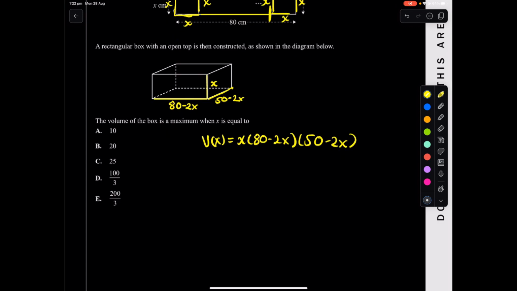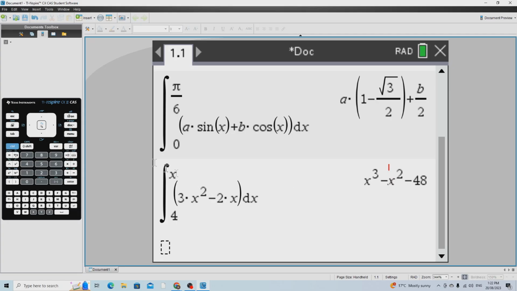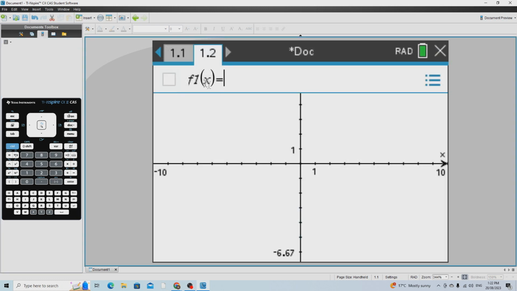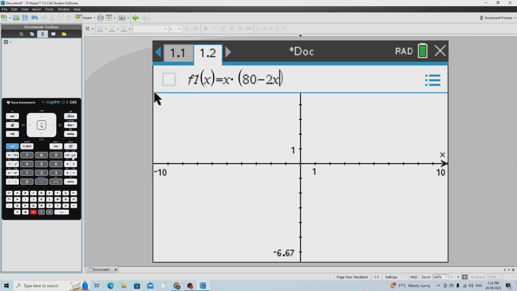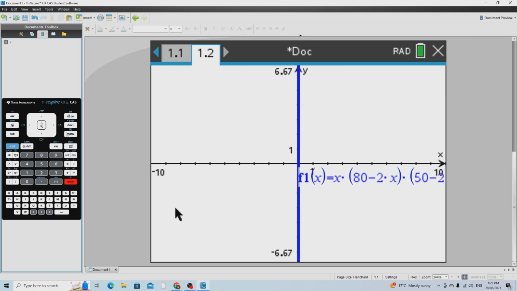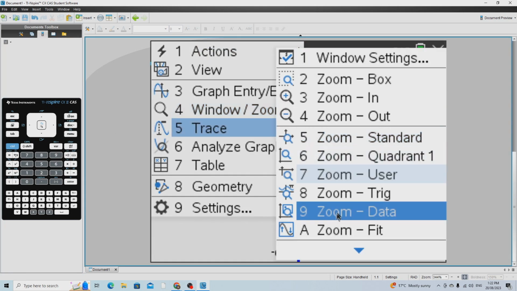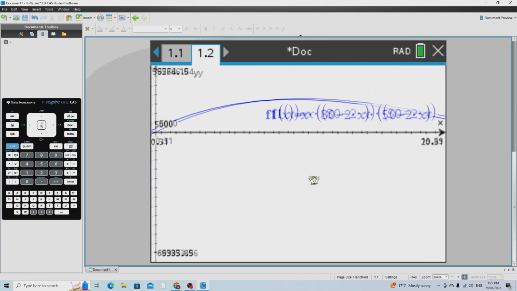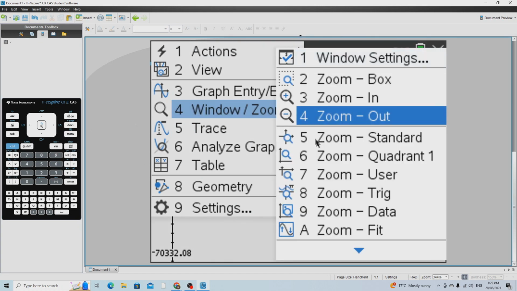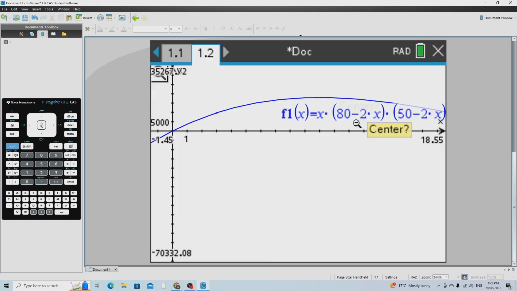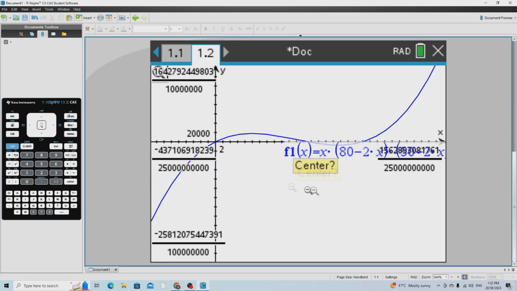So the volume of the box is at maximum. I'm just going to graph this, to make it easier. So go on your CAS, and x times (80 minus 2x) times (50 minus 2x), and we get this over here. So go menu, zoom fit. All right, let me just zoom it out more to see what we see. Okay, all right, so this is our graph.